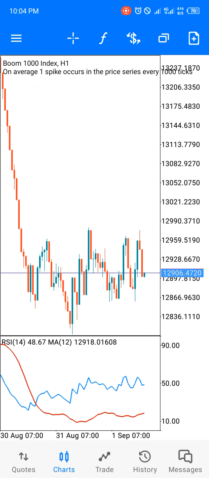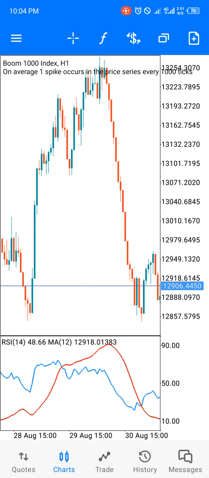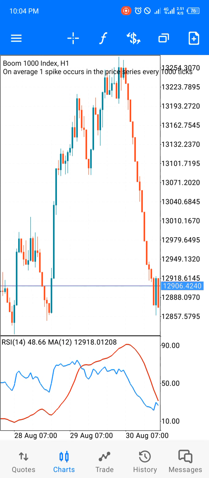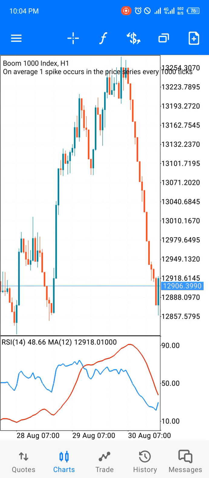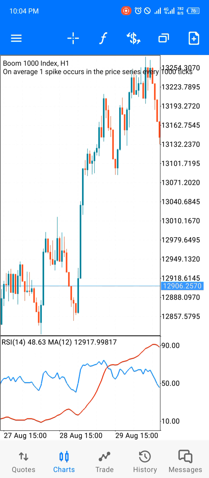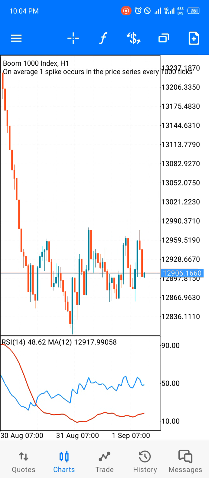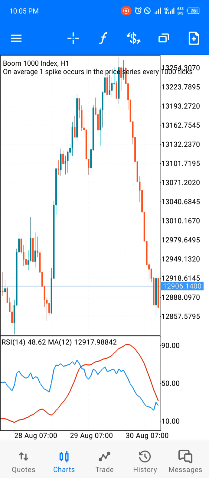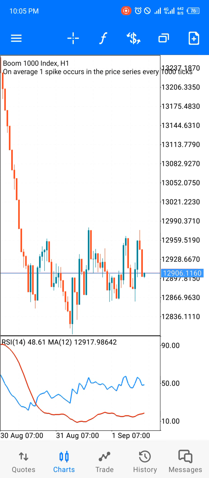And then they will tell you if your RSI is above the overbought level, which is the 90 level, and they cross each other here, you should take a sell. If they are at the overbought level, you take a sell. If they are at the oversold level, you take a buy.